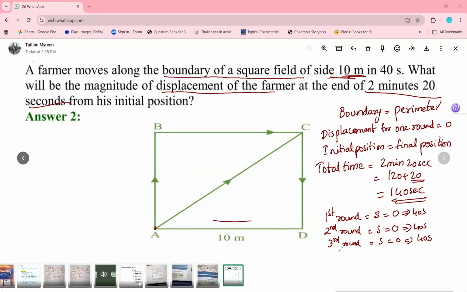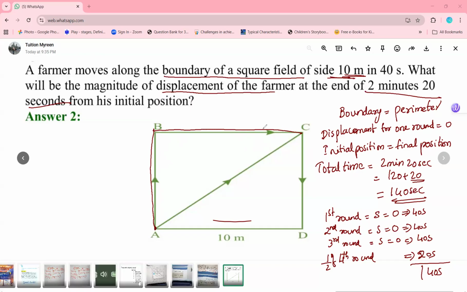So for that 20 seconds, how much will he cross? Half of the fourth round only, because we have only 20 seconds left. Then only the total of 140 seconds will happen. So half of the fourth round means from where to where? He traveled from A to B, right? Then from B to C. This is called half, because they have given the direction like this: from A to B and B to C only.